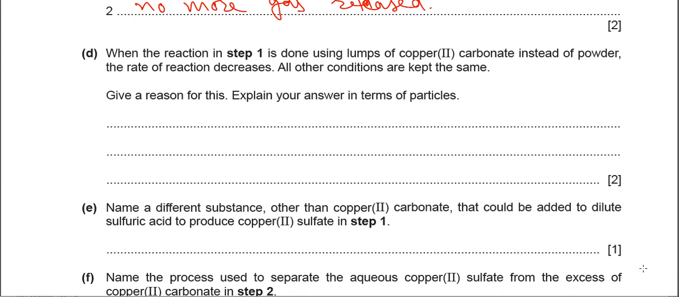Next, the reaction in step 1 is done using lumps, meaning less surface area, less exposed particles, of copper carbonate instead of the powder, so the rate of reaction decreases. Obviously, when we have less exposed particles and less surface area, the rate of reaction decreases.